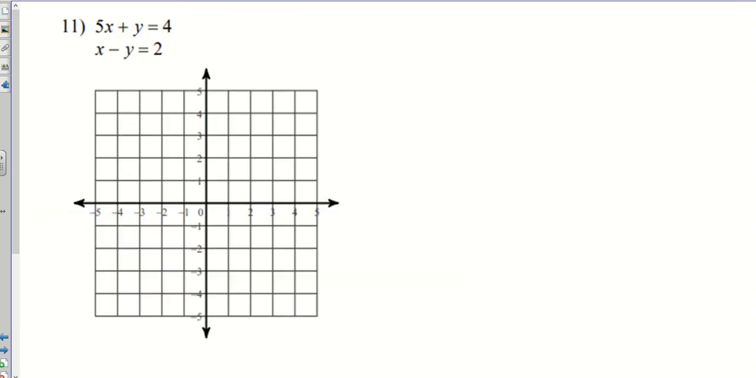So the final way I wanted to show you was what happens if it's not set up super nicely in that y equals form, which is the slope intercept form. And it's in this form, which is known as the standard form. Again, you have a couple of options if you want to graph these. The first is to change it into y equals form. This involves manipulating my equations.